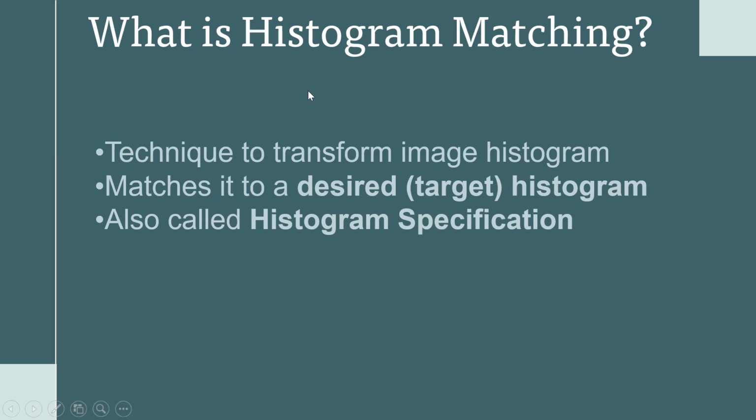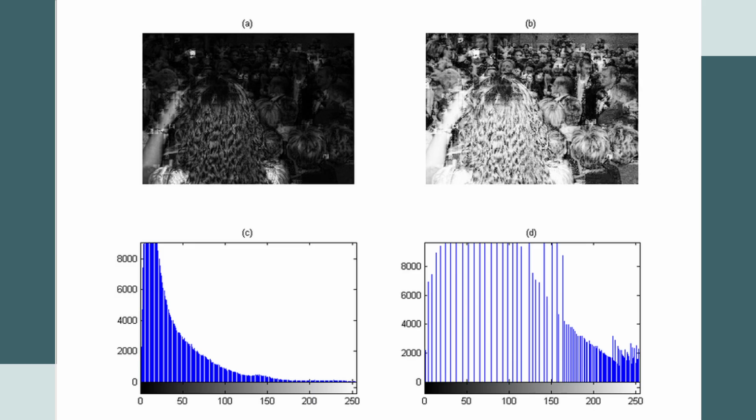So let's understand with the image so that you have a clear idea about it. Here you can see we have an input image and the target histogram. The goal is to modify the input image so that its histogram becomes similar to the target histogram. So the output will have similar contrast and appearance as the target one. I hope this is clear.